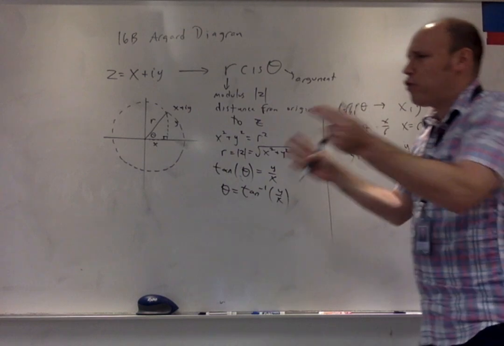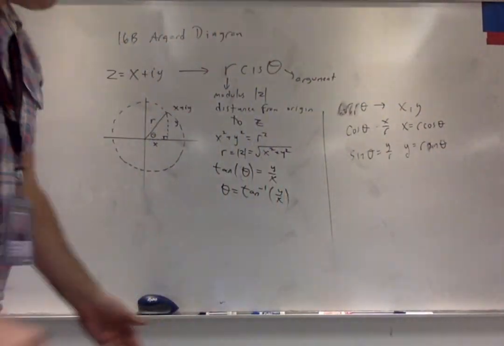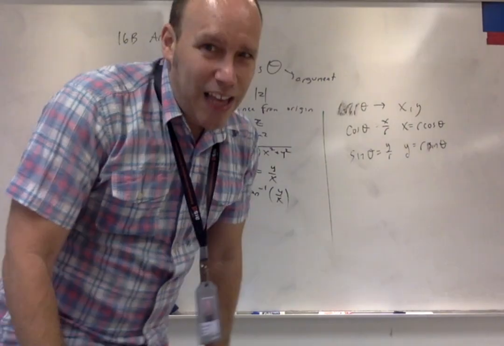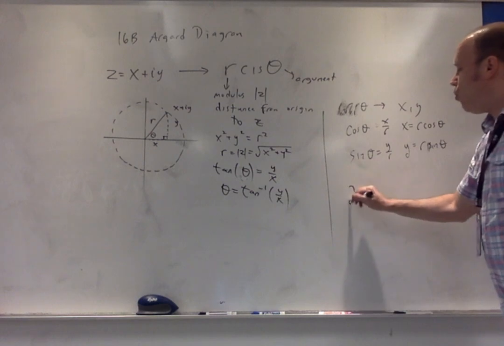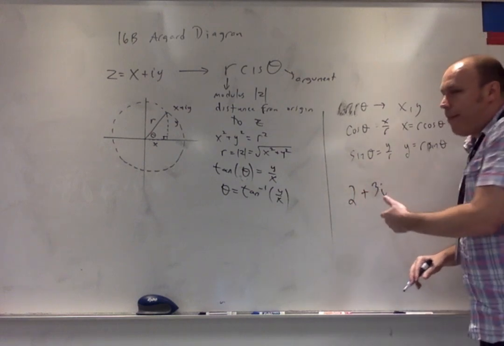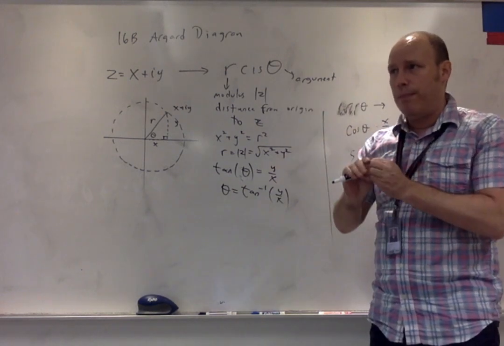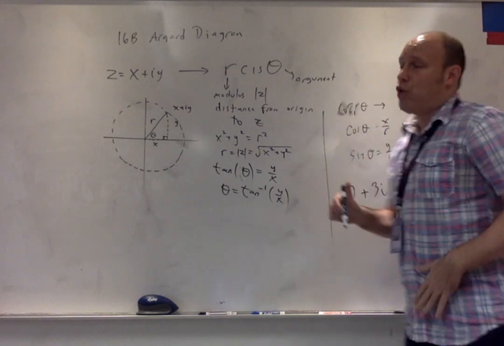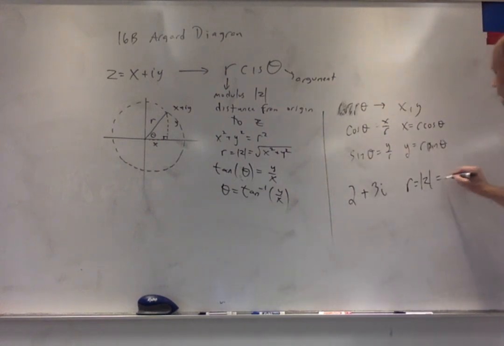And these are just exercises going back and forth, right? So, for example, if I tell you 2 plus 3i, we know the location, but now I want to represent this as a distance from the origin and a rotation around. So the distance, the modulus, that's easy. That's the square root of 2 squared plus 3 squared.